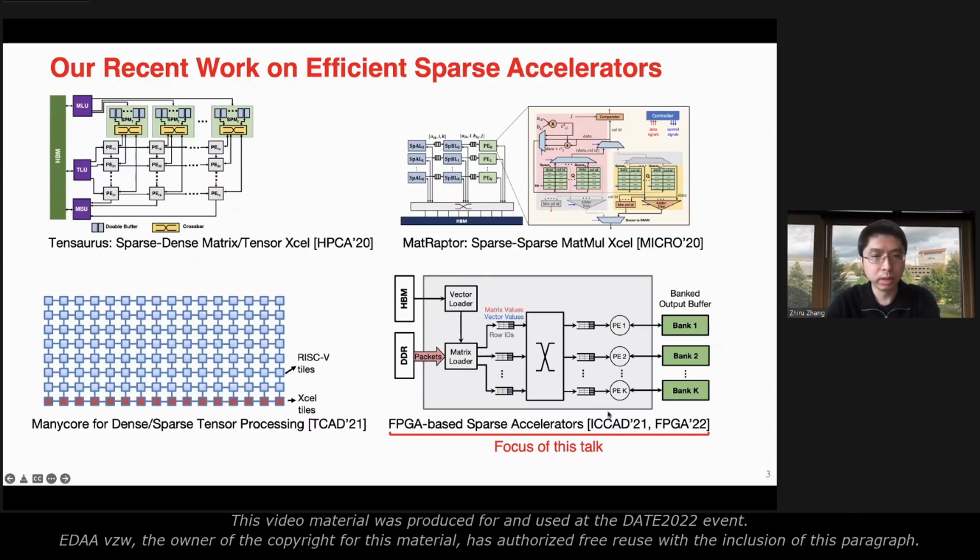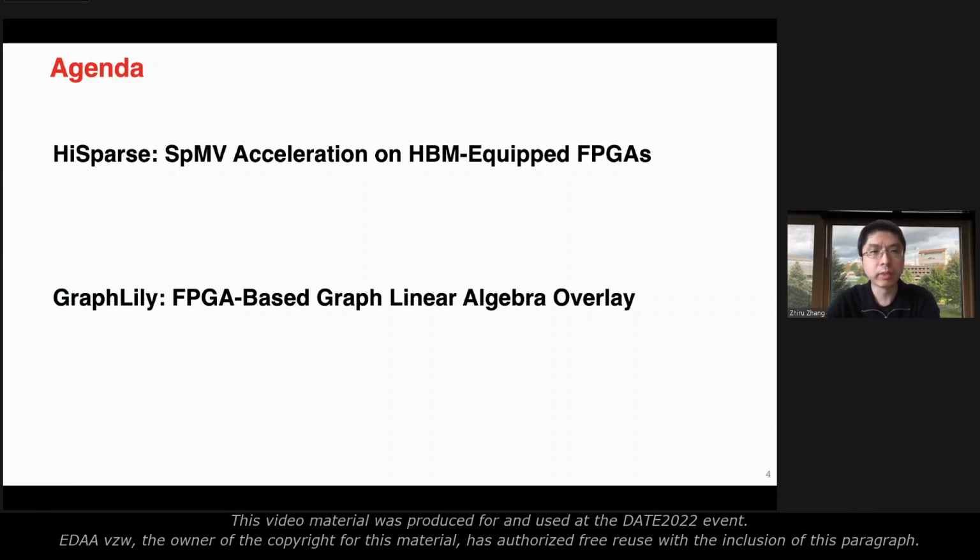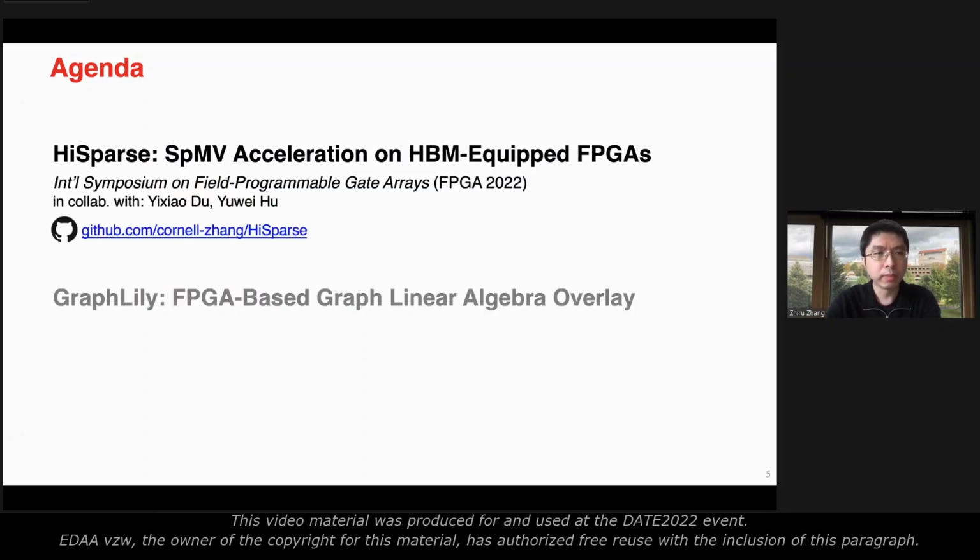For the remaining presentation, I'm going to mainly talk about two recent works. One is called HiSparse. The other one is called GraphLily. HiSparse is more specialized, more application specific, where we focus on SpMV acceleration, and GraphLily is more of a domain-specific accelerator architecture, where we also use the linear algebra formulation to speed up graph processing. Okay, so let me start with HiSparse.